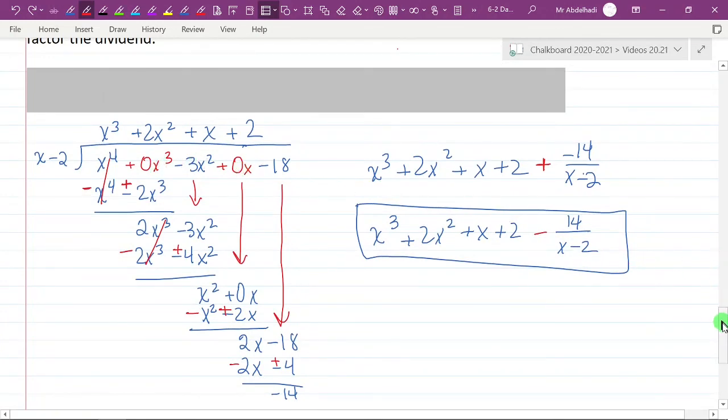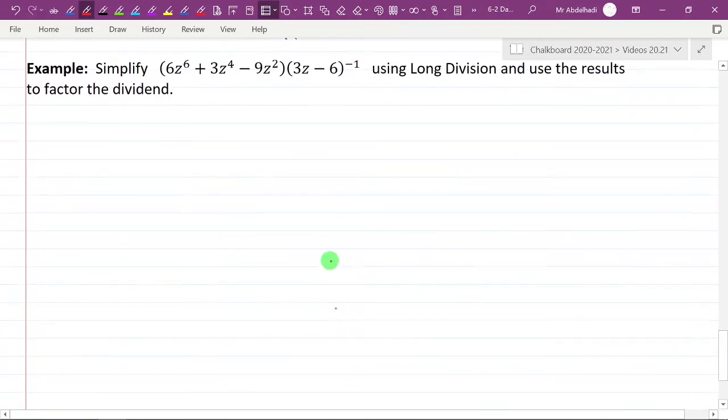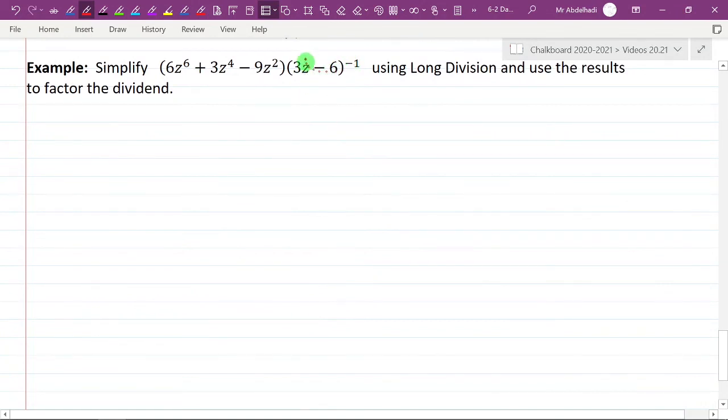One last question here real quick, and we'll call this a day. So this time they're doing that thing where they put the -1 here. So this is the divisor. This is going to end up on the bottom. And you also notice that there are powers missing here. So this is kind of your ultimate question for today. All right, ultimate meaning last.